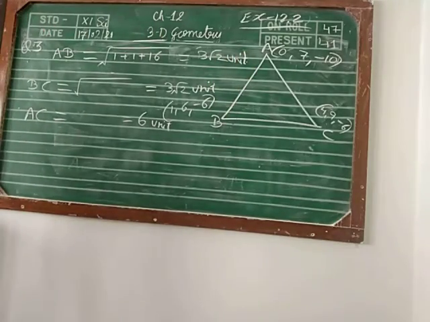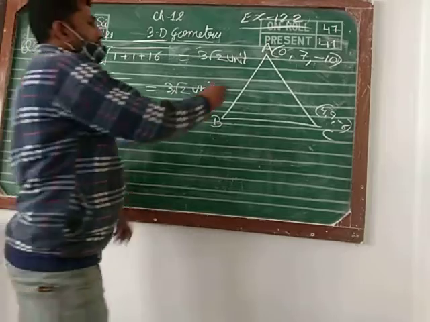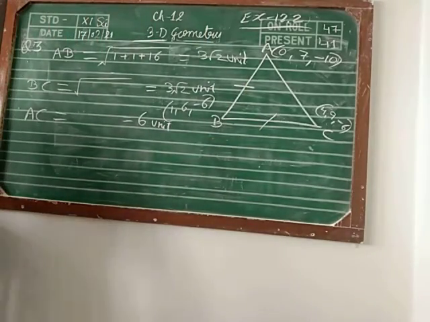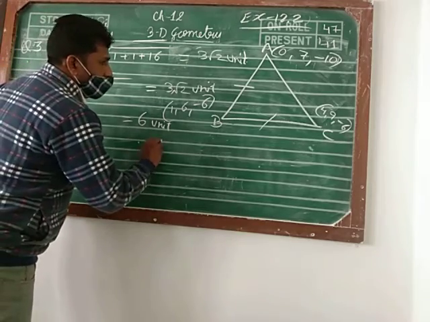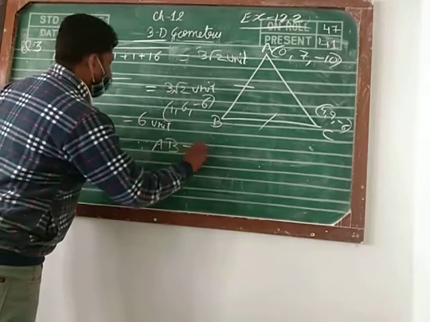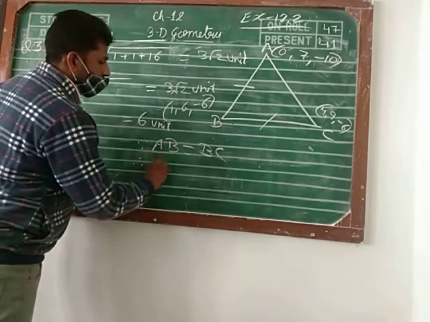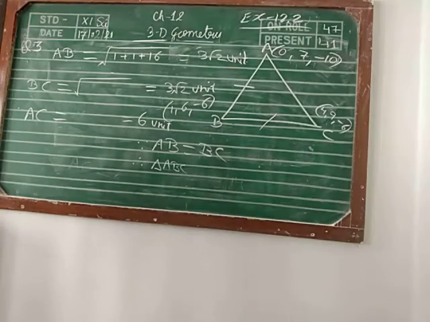Clearly, by observing the lengths of AB, BC and AC, we see here AB and BC are equal in length. It means that this triangle is an isosceles triangle. Then at last we have to write down, since AB is equal to BC, therefore triangle ABC is an isosceles triangle. Is it clear?